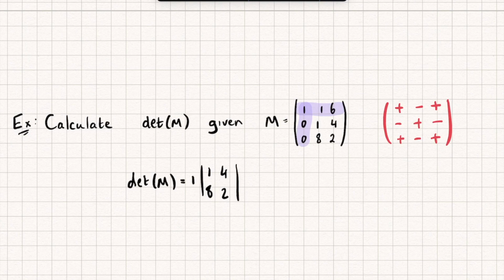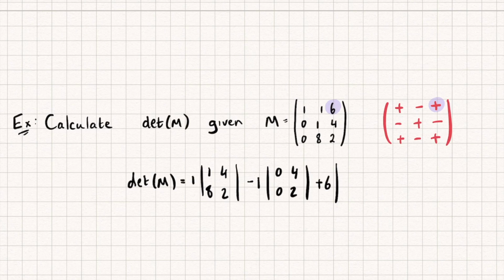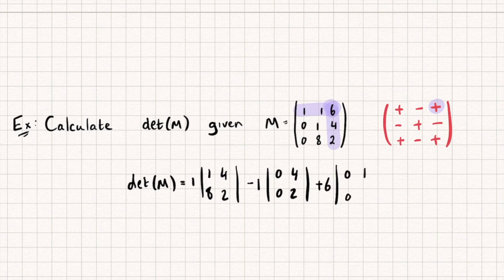Let's move on to the next one. So let me get rid of the highlights. The second element is 1, and it's got a negative sign with it, so minus 1. Let's then eliminate the rows and columns, and you can see I'm left with this 2x2 matrix, 0, 4, 0, 2. So I find the determinant of that. We then move on to the final element, which is 6, which is positive. So plus 6 multiplied by, well, let's find the remaining matrix, so get rid of the rows and the columns. And you can see I get a 2x2 matrix, 0, 1, 0, 8.